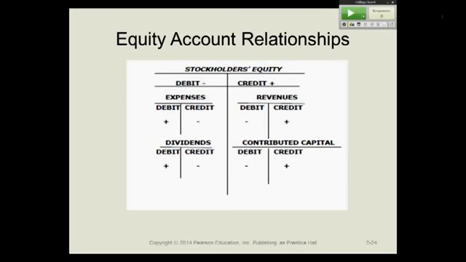So when we increase an expense, it decreases stockholders' equity. When we increase a dividend, it decreases wealth. So we accumulate dividends, we accumulate expenses, and when we accumulate them, we debit them when they increase. And anytime you debit an expense, anytime you debit a dividend, it will reduce the stockholders' equity. It'll reduce your wealth. Just think about expenses: you have an expense, your wealth goes down. You distribute money to yourself, you take money out of your business, the wealth of the business goes down.